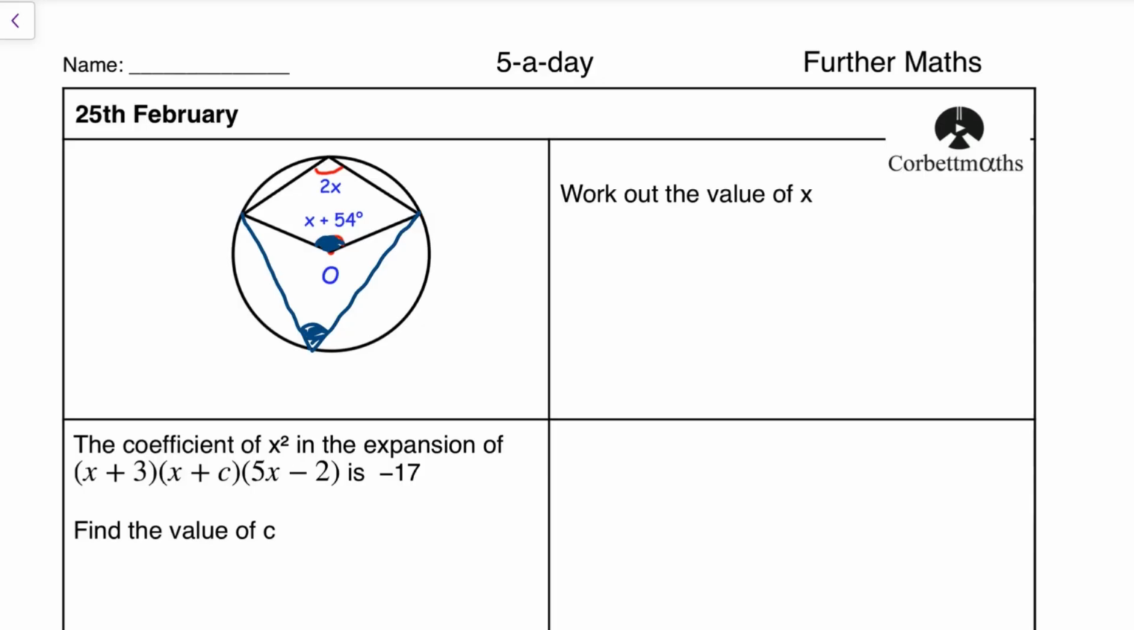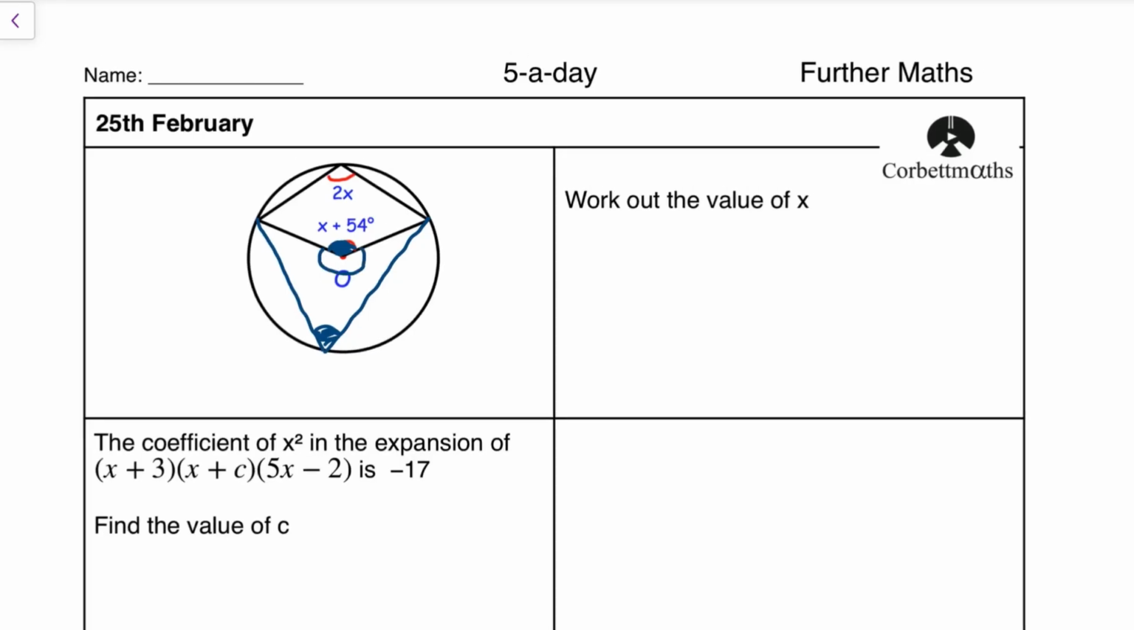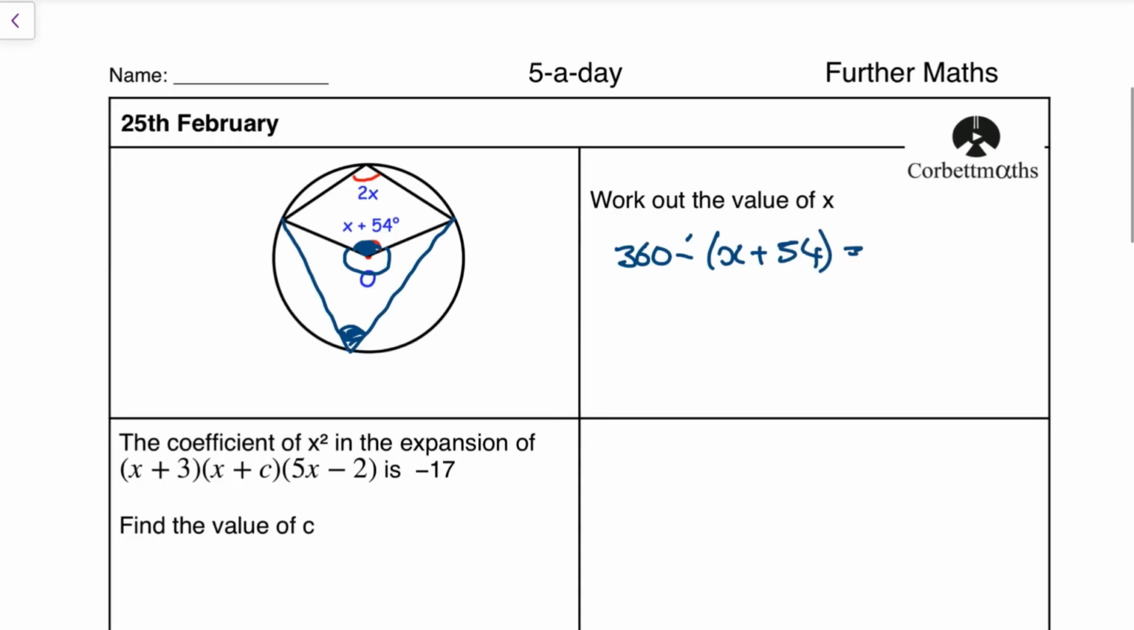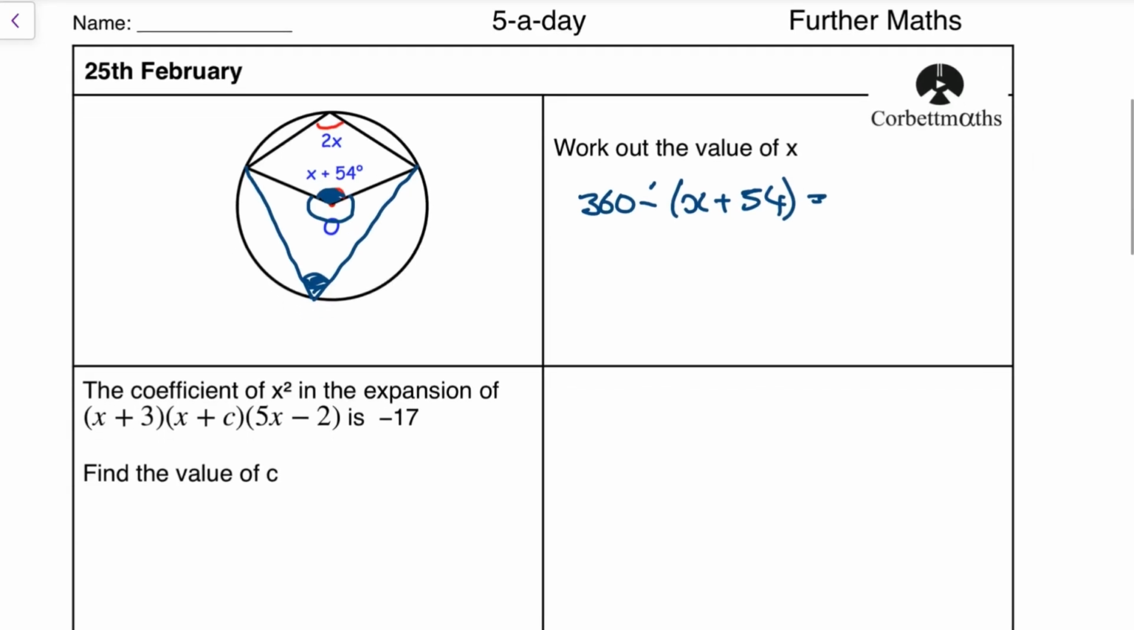So there's a few ways I can do it. I can either say that (x plus 54) divided by 2 is this angle here, and then this angle plus 2x equals 180. Absolutely fine. Or I can do it the other way around, where I work out this angle here, which is called the reflex angle, and I can say 360 minus (x plus 54) is equal to twice the angle at the circumference, which is 2x.